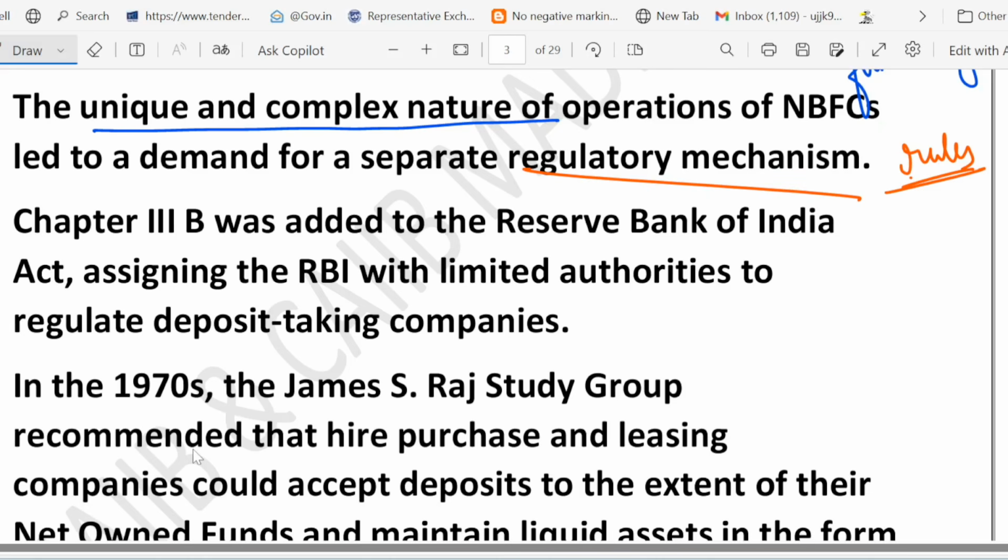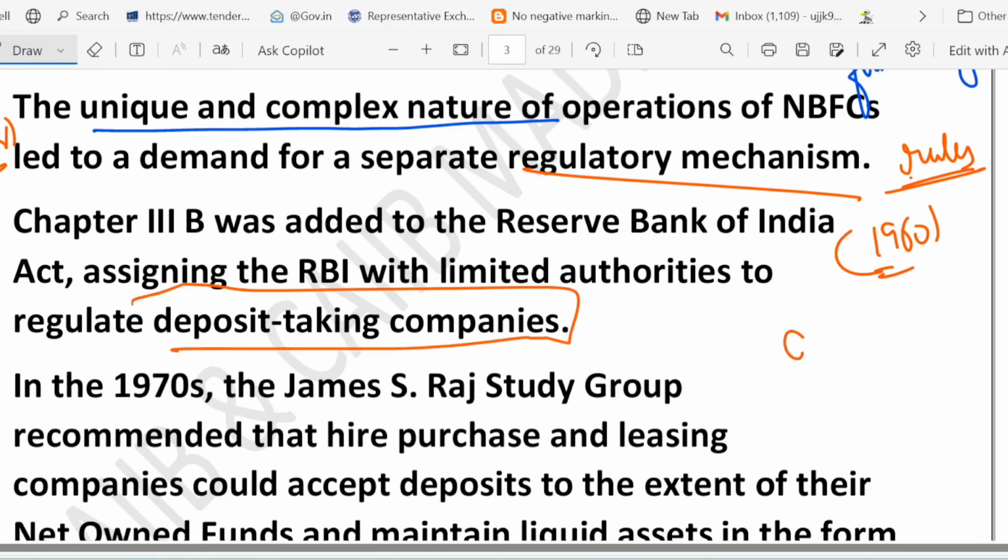So why did NBFCs need regulation? Why was regulation needed? In the early days, in 1960, RBI control was limited. Initially, RBI had very little power over NBFCs. Only deposit taking NBFCs were lightly regulated. For example, if an NBFC took public deposits and failed, people lost money with no safety net.